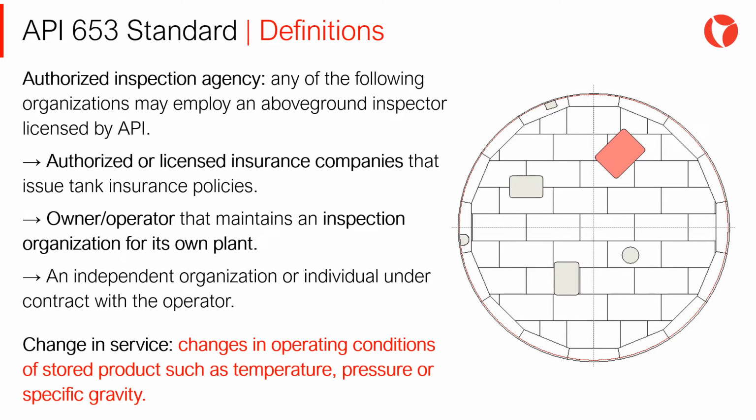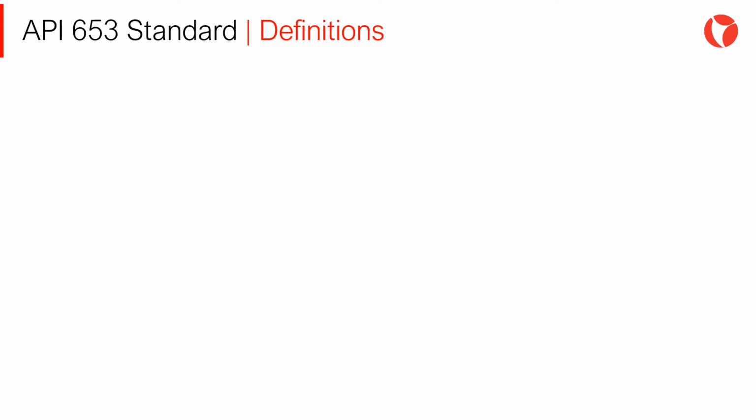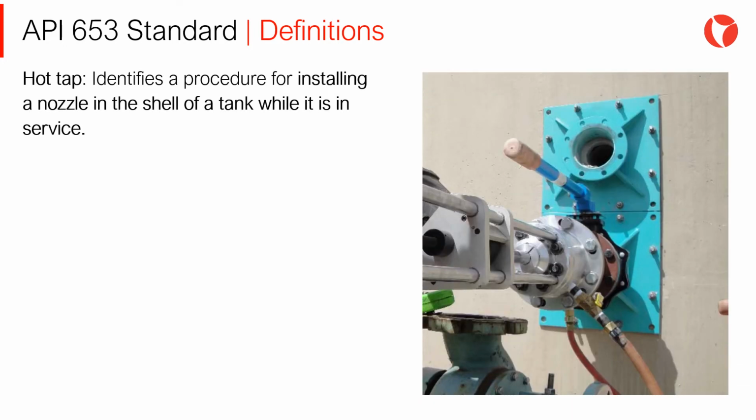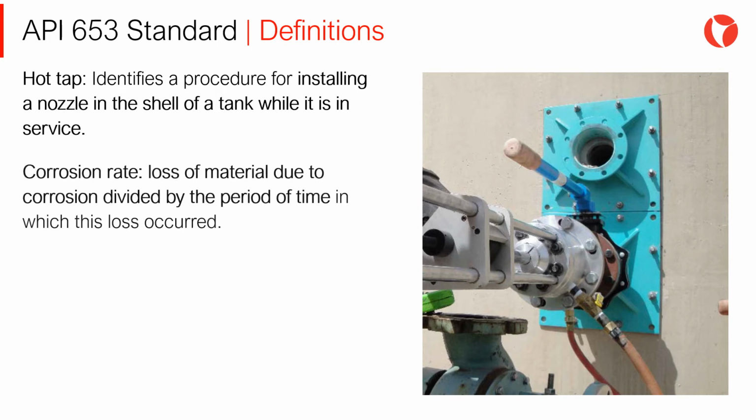Change in service. Changes in operating conditions of stored product, such as temperature, pressure, or specific gravity. Hot tap identifies a procedure for installing a nozzle in the shell of a tank while in service. Corrosion rate. Loss of material due to corrosion divided by the period of time in which this loss occurred.